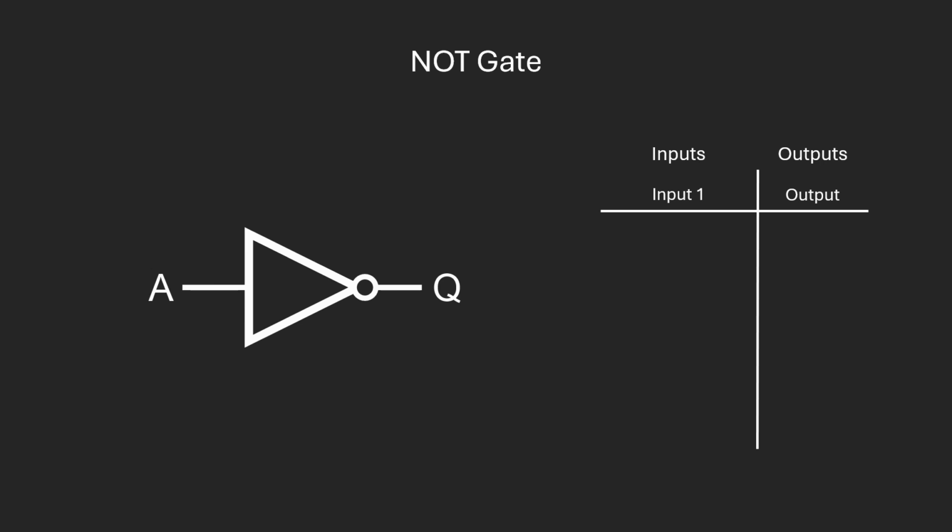The NOT gate has only one input and only one output, and the output is going to be the opposite of whatever the input is. If the input is a 0, then the output's a 1. If the input is a 1, then the output's a 0.